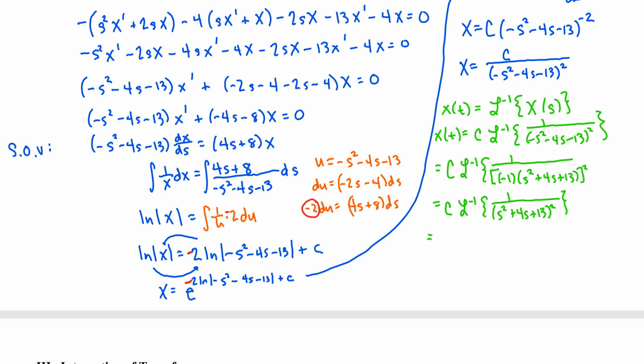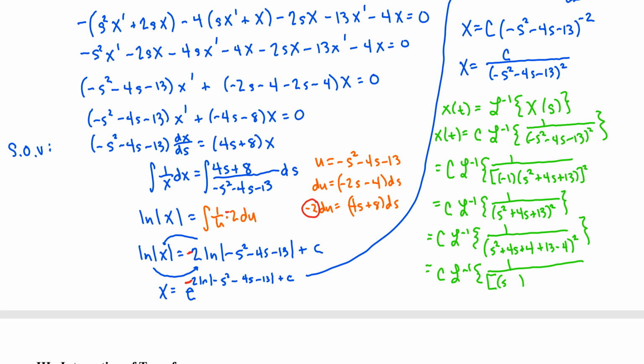Let's go ahead and complete the square with that trinomial in the denominator. So we have s squared plus 4s. 4 completes the square there. We originally had a 13, and I'm going to subtract the 4 that I just introduced back off, not to change the original function. So we have c times the inverse Laplace transform of 1 over, factoring, we get s plus 2 squared plus 9 quantity squared, which is one of our basic Laplace transform formulas. So let's find that on the table. Do notice we have a translation on the s-axis.